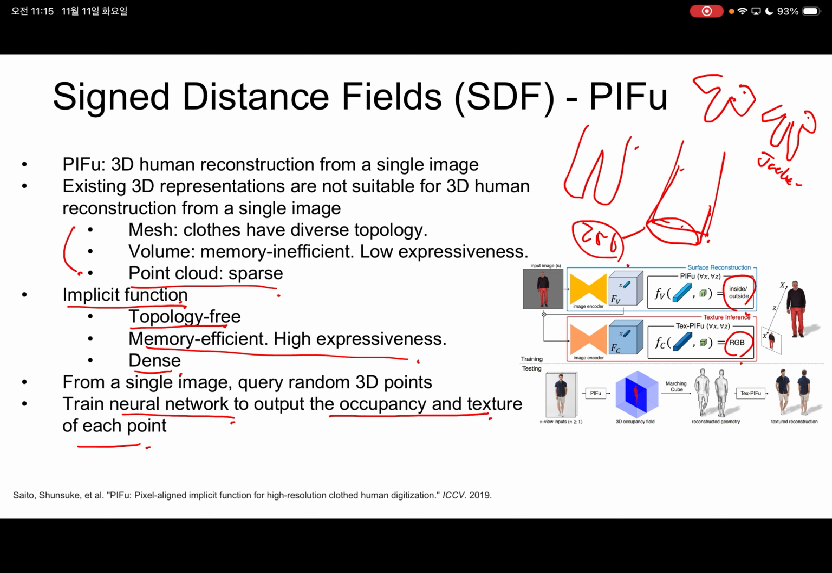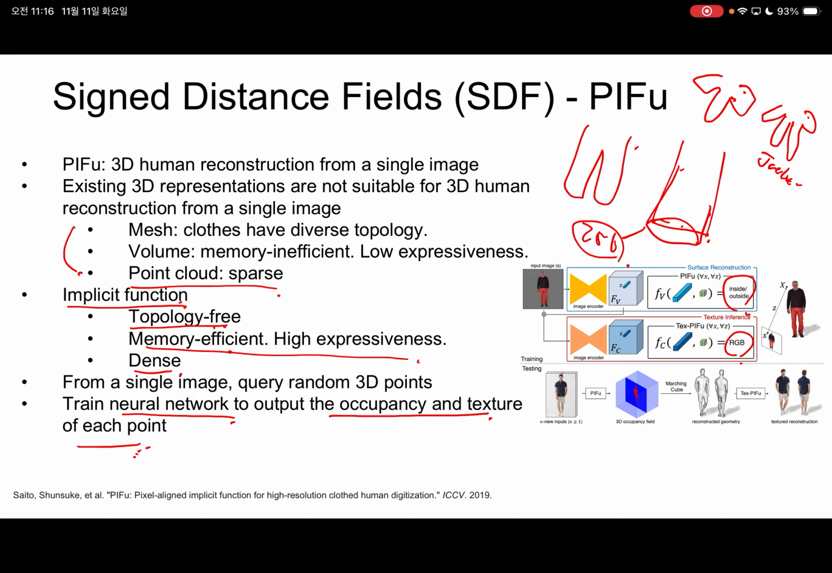So we query many 3D points in the 3D surface, and then pass them to the neural network. For each point, the neural network outputs whether that point is inside or outside of the surface. Maybe we can simply do binary classification, 0 and 1, and then RGB value. So that is the good point of implicit function. Topology free, memory efficient. Memory efficient means we can get high resolution representation, and that makes high expressiveness, right? And dense. The limitation is that, of course, time. It is very slow to get surface.